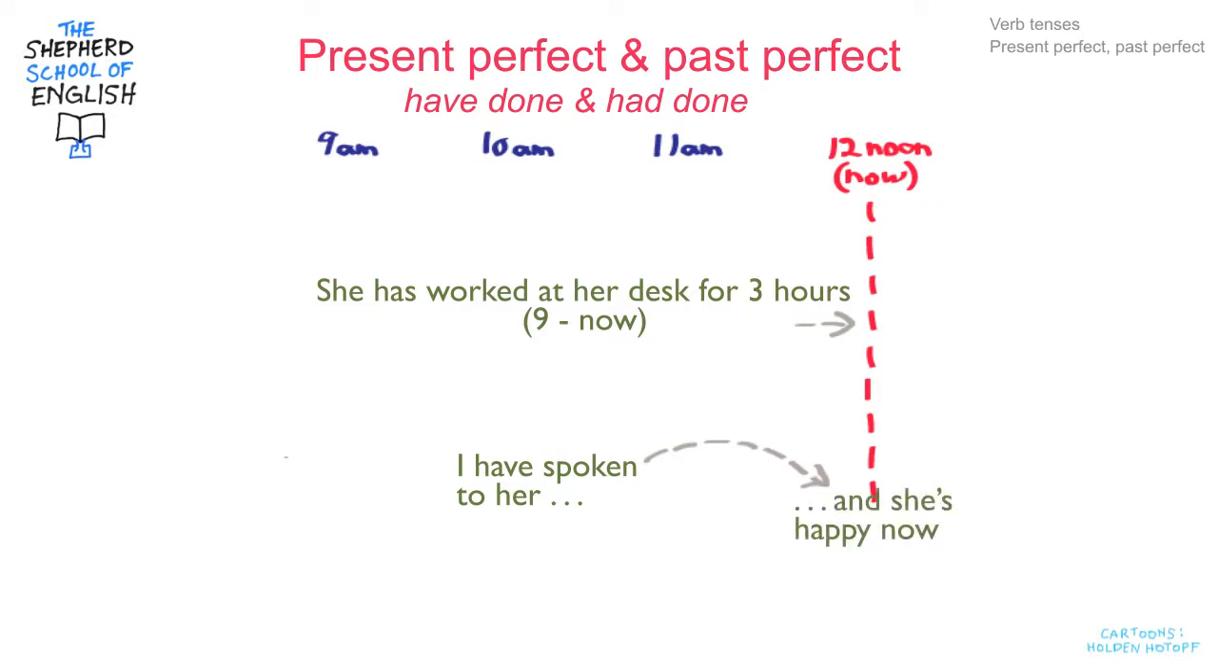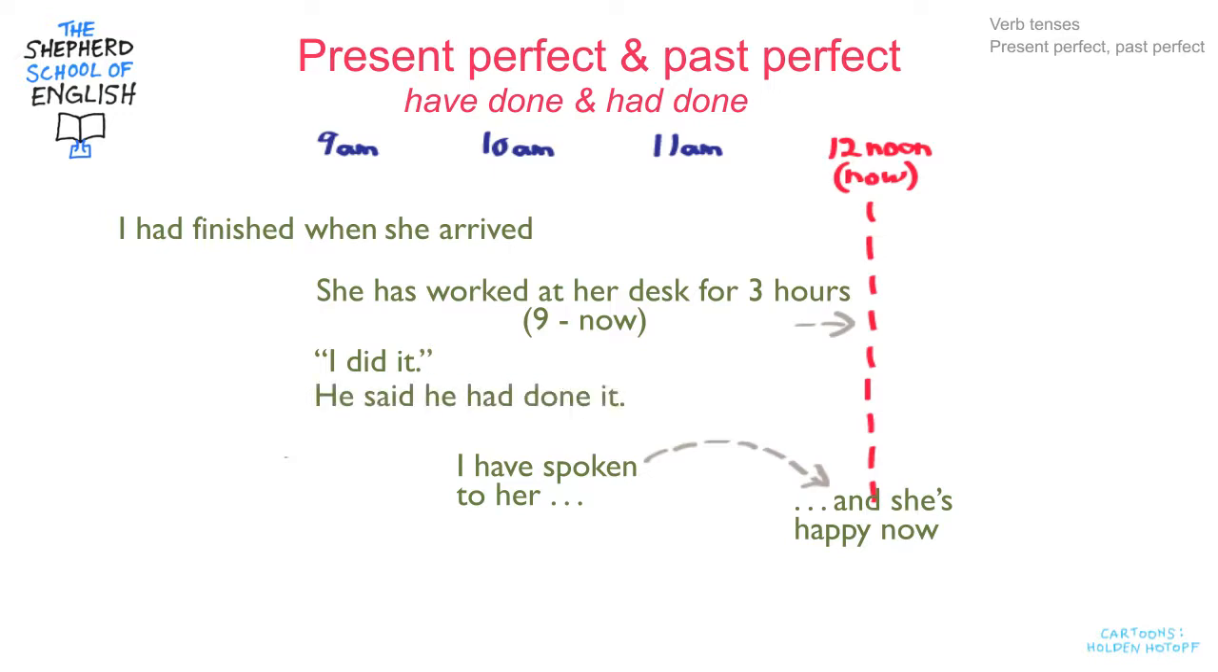Now for the past perfect. The past event before another one in the past. She arrived in the past. When she arrived, I had finished. I finished before she got there. Then the reported speech use. I did it. He said he had done it. And finally, the impossible conditional, the if-only conditional. If she had called me, I would have waited for her.